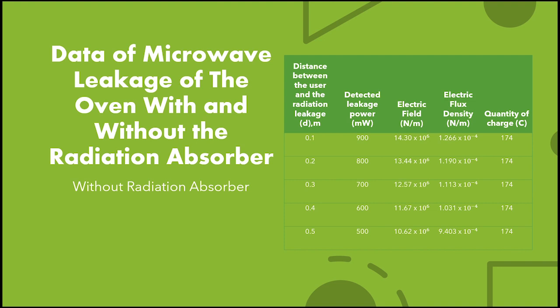The electric flux density that we get at 0.1 is 1.266 times 10 to the power of negative 4, 1.190 times 10 to the power of negative 4 at 0.2, 1.113 times 10 to the power of negative 4 at 0.3 meter, 1.031 times 10 to the power of negative 4 at 0.4 meter, 9.403 times 10 to the power of negative 4 at 0.5 meter. So the quantity of charge at all these distances is 174 coulomb.